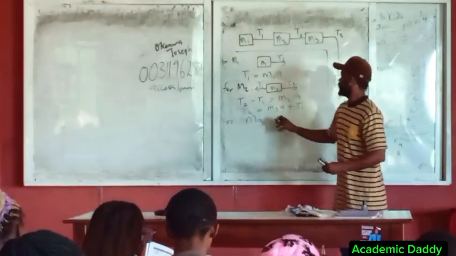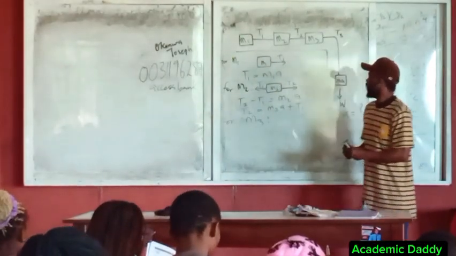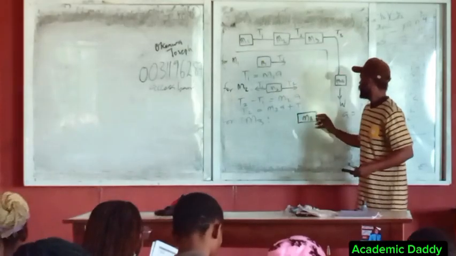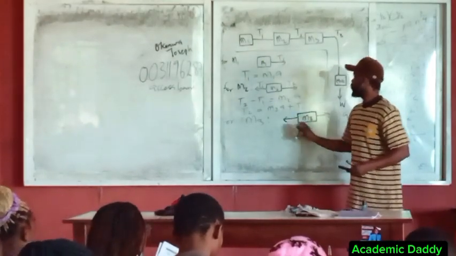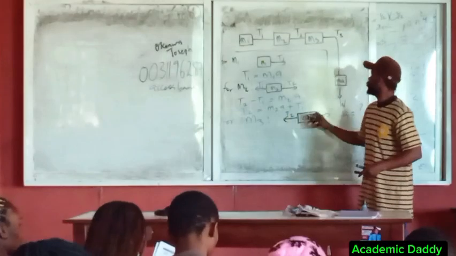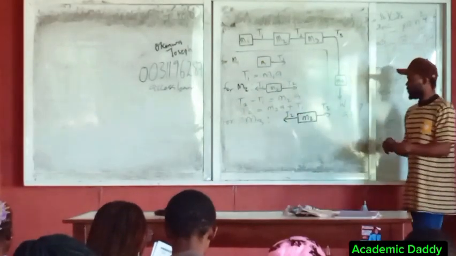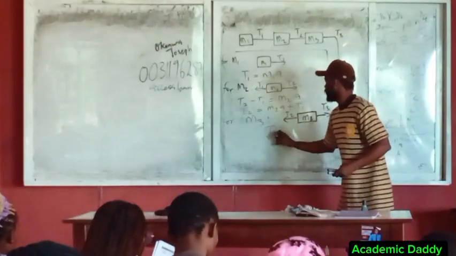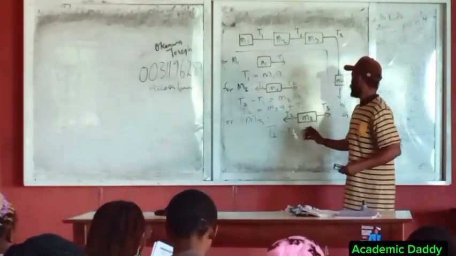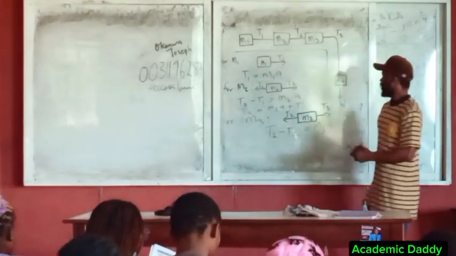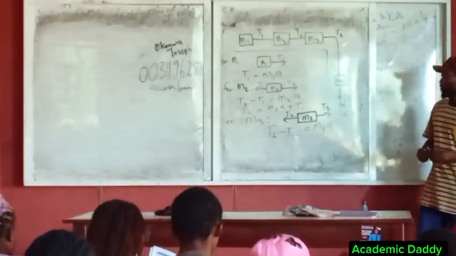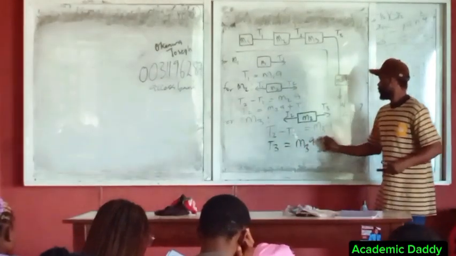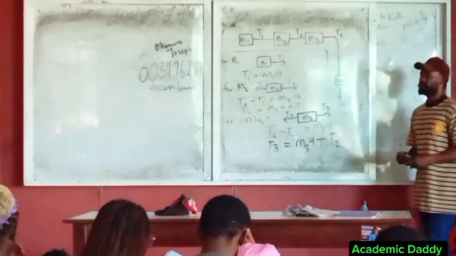Now for M3, let me break it up. I'll simply bring out the mass M3, the forward, the backward. The backward is T2, the forward is T3. So forward minus backward equals M3A, so I have T3 minus T2 equals M3A. Making T3 the subject of the formula, T3 equals M3A plus T2. Hope you understand it.